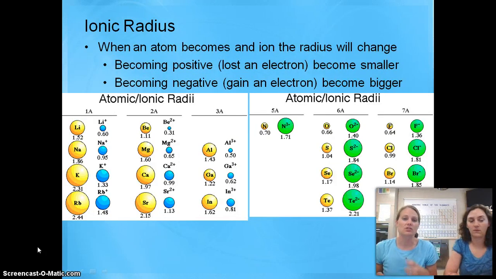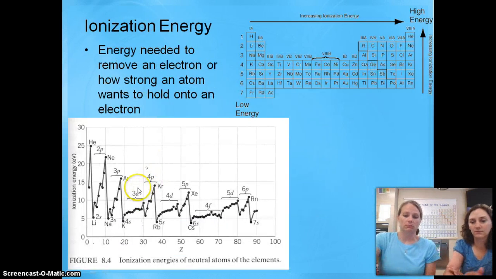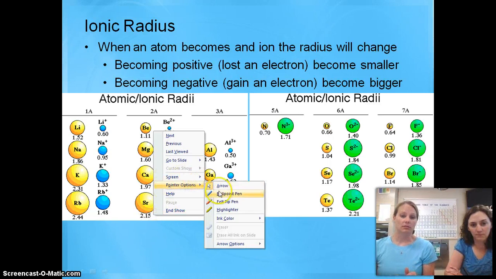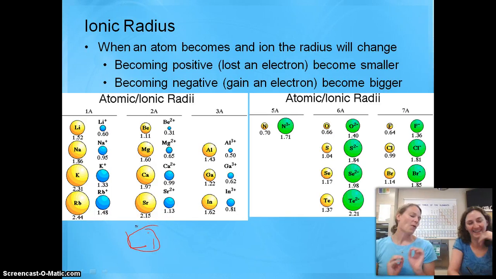Let's talk about the next one, ionic radius. When something gains a charge, you could gain a positive charge if you lost an electron, or a negative charge when you gain an electron. So what happens to your radius when you change? When you become positive, look at lithium, which is in group 1, at the very top. If we draw its dot diagram, Li, we're going to draw its shells.